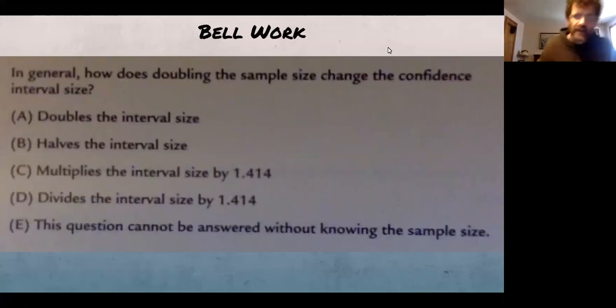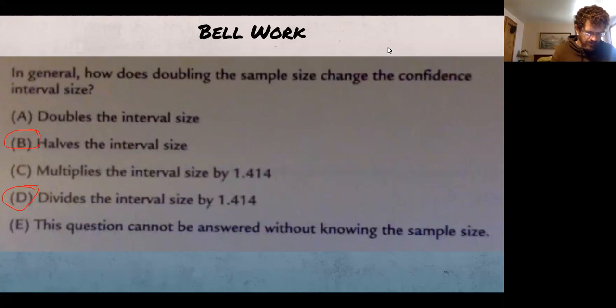So with this one, it's a conceptual question here. We can run through kind of what happens. And I'll just go ahead and start by highlighting that most people said B or D to this. So let's just say it's one of those two, and we can see what's happening. We're either having the interval size, or we're dividing it by 1.414. So which one is it?